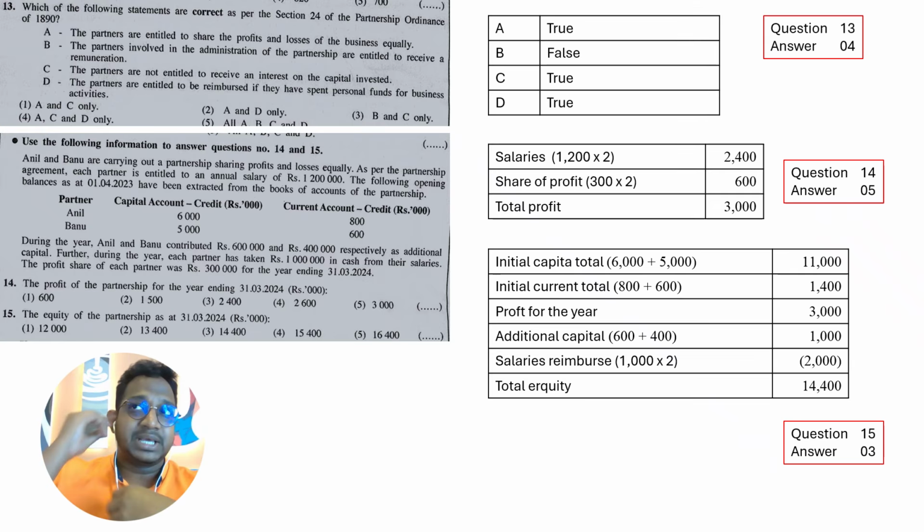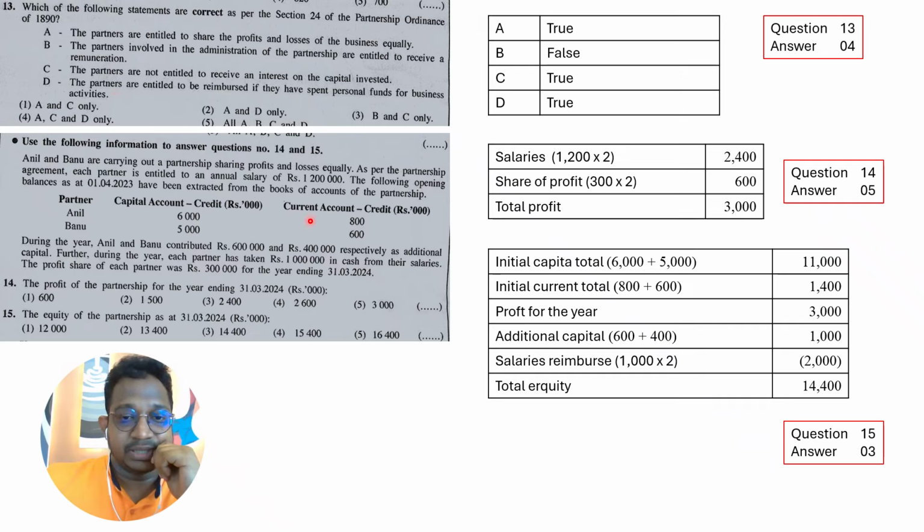If there is an agreement saying that the partner should be paid a partner salary, then you have to do the partner salary appropriation. But Section 24 of the Partnership Ordinance specifically says the partners are not entitled to partner salaries and capital interest as well. Partners are not entitled to receive an interest. Yes, that's correct. And the partners are entitled to be reimbursed if they have spent personal funds for the business. That's also correct. So the correct answer should be the fourth one.